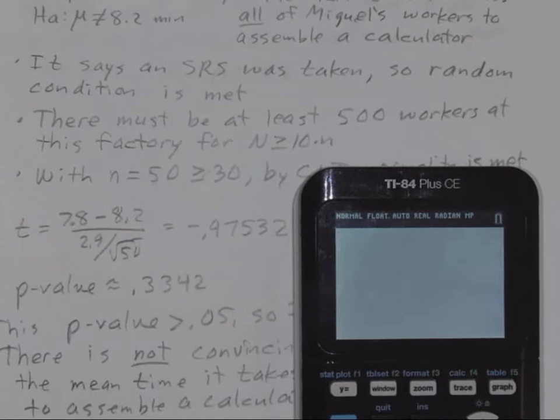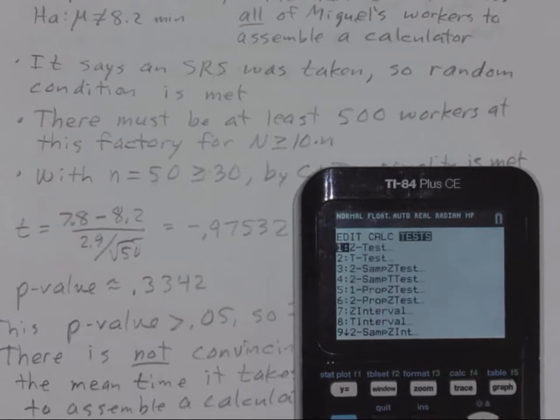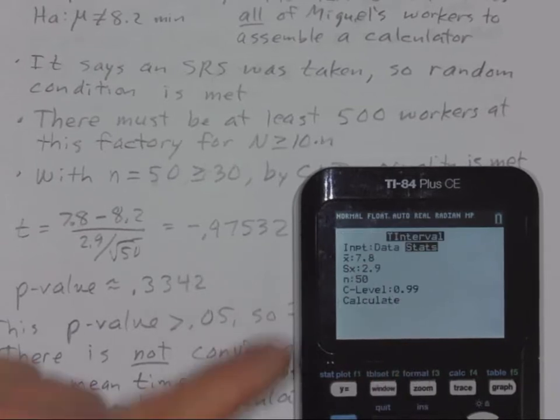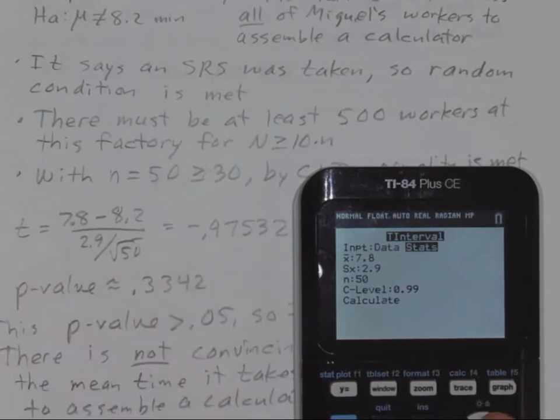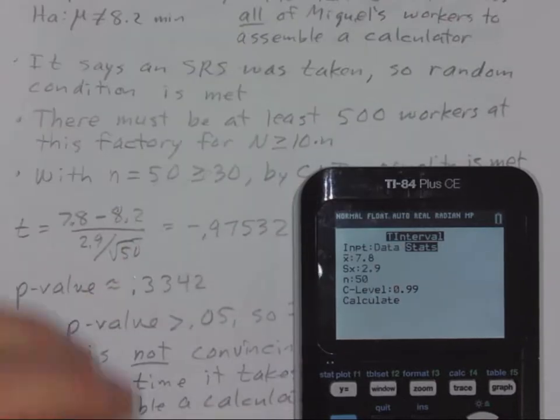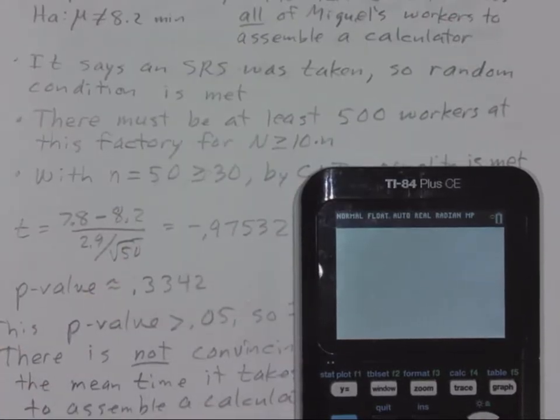But this is how we do this. We would go stat, test, and this is a one sample t interval, which is just going to be TInterval, the 8th option. So I hit enter on that, and of course it entered the data for me because I just did the test on it. And this is a 95% I do believe, 0.95. And so then we do calculate. And so there's our interval right there.